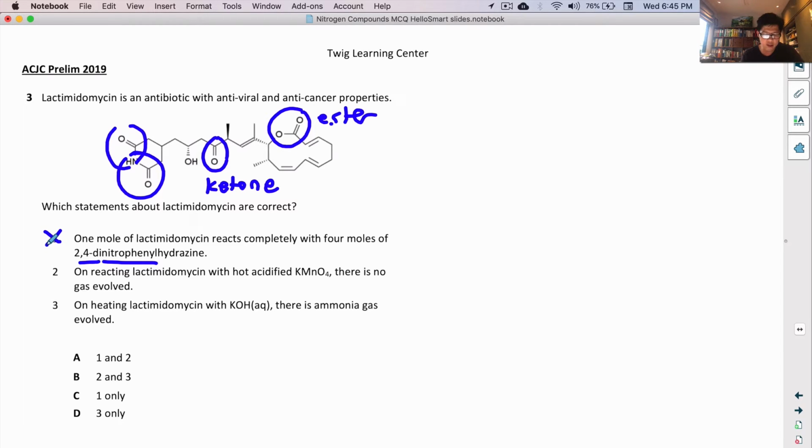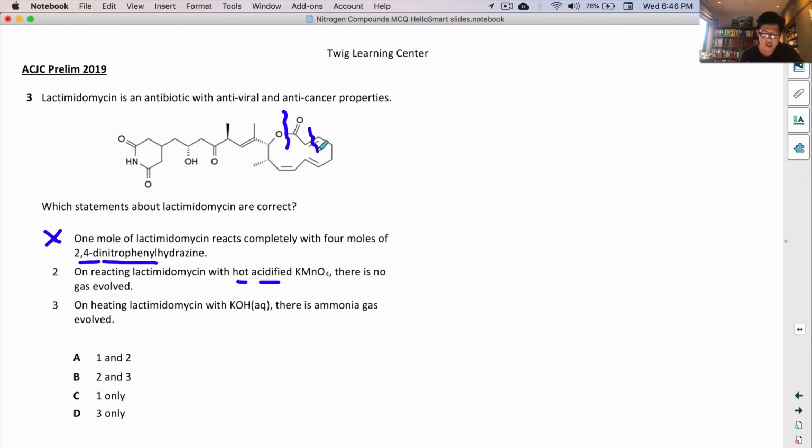Next, on reacting lactimidomycin with hot acidified KMnO4, there's no gas evolved. Is there a gas evolved? This question is a little tricky. Actually, there will be a gas evolved, but where? It's over here. With hot acid, it will hydrolyze the ester, and the alkene will also be oxidized. Can you see that?